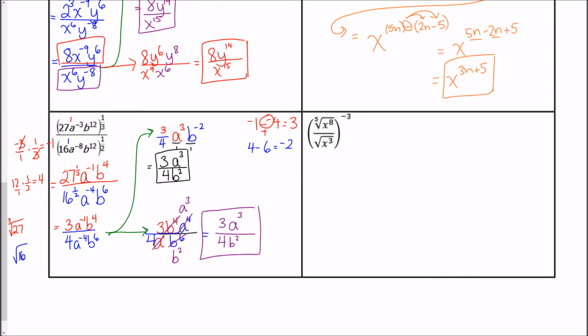All right, lastly, our last example that we have here has radicals in it. So we want to convert our radicals into exponents, okay? So how do I do that?